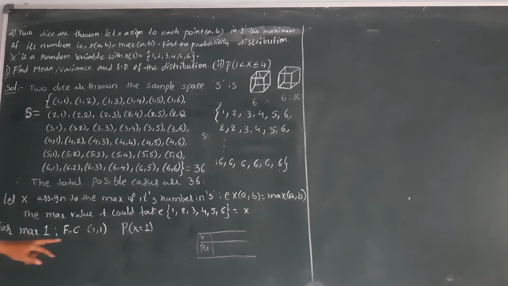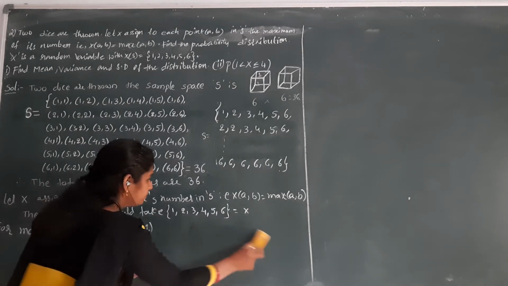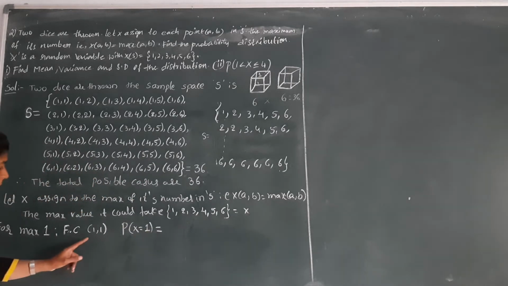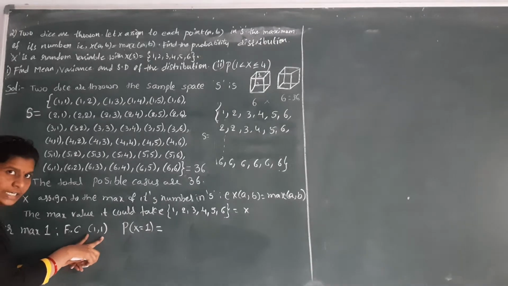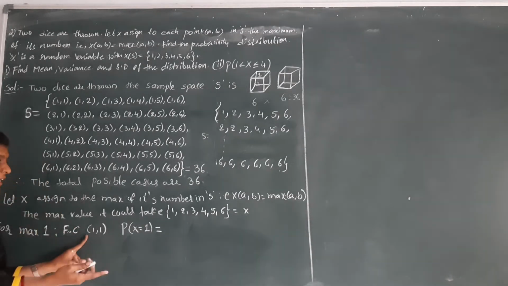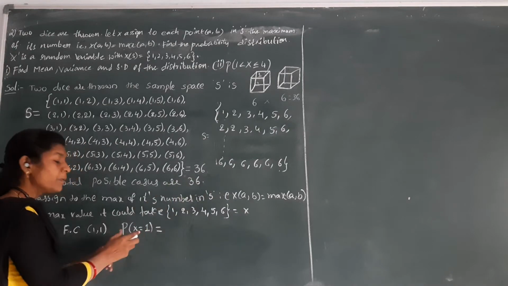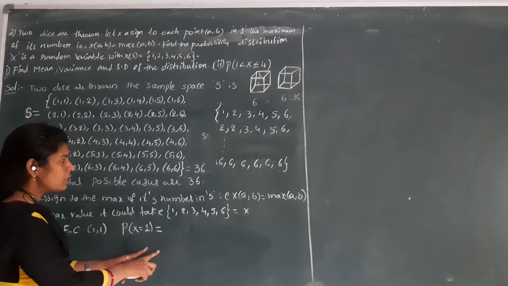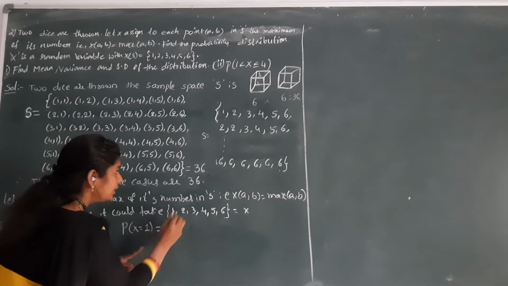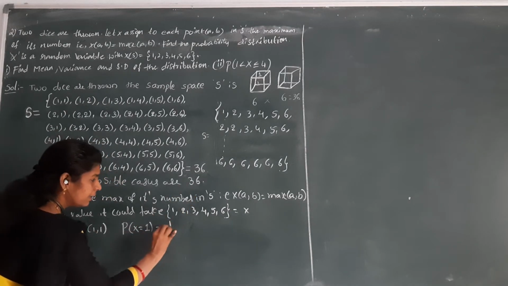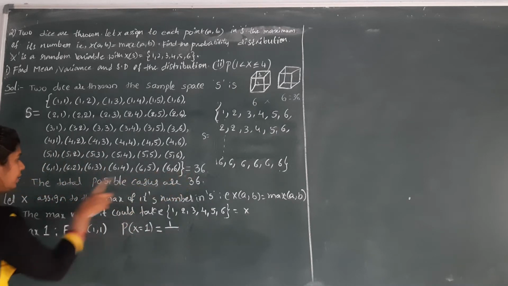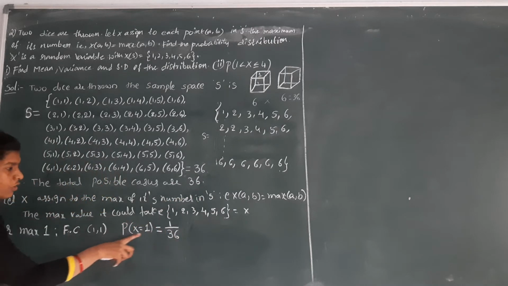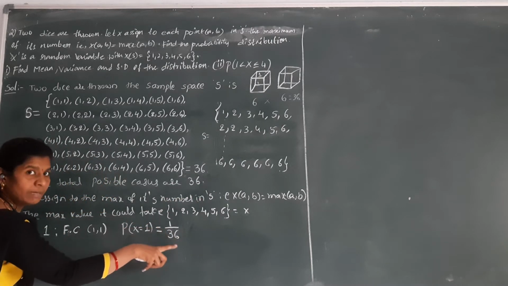Probability of X equals 1: how many favorable cases do we have? Only one favorable case, out of 36 cases. The probability definition is the number of favorable cases by the total possible outcomes. The total favorable cases is 1, and the total possible cases are 36. So the probability of X equals 1 is 1 by 36.